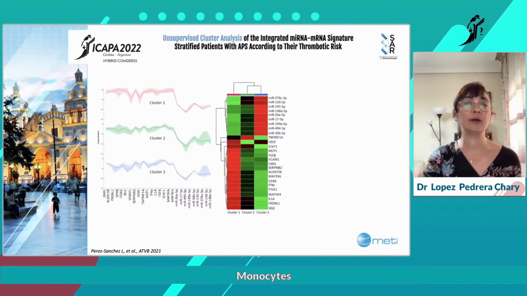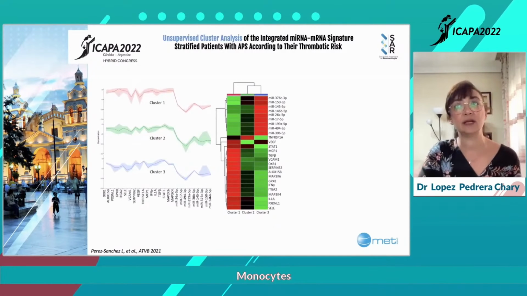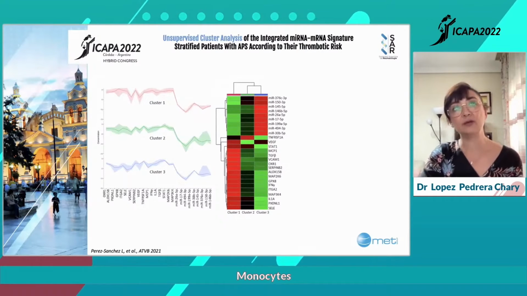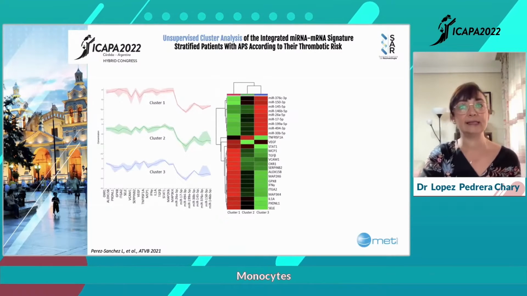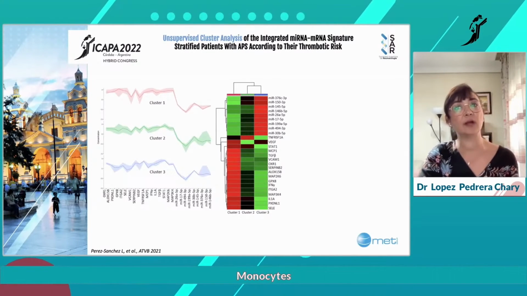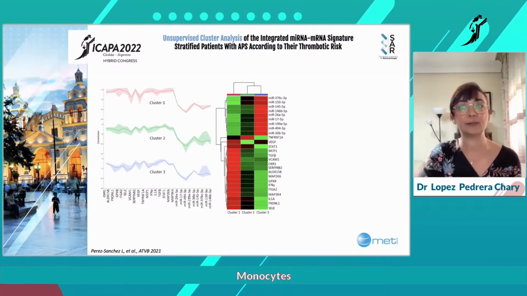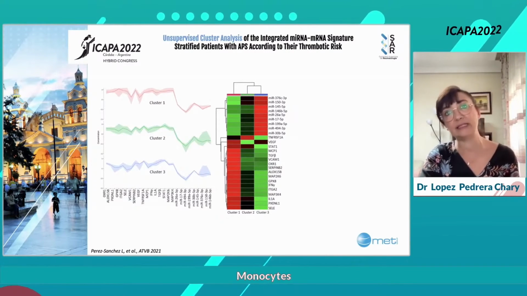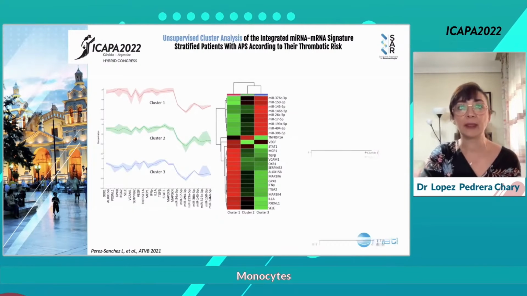Then we wanted to further evaluate whether said molecular signature would be capable of clustering patients clinically into distinctive profiles according to their cardiovascular risk. By using K-means clustering analysis in the APS cohort, 3 clusters were distinguished, representing different molecular profile groups with respect to the monocyte expression levels of the signature integrated by genes and microRNAs.